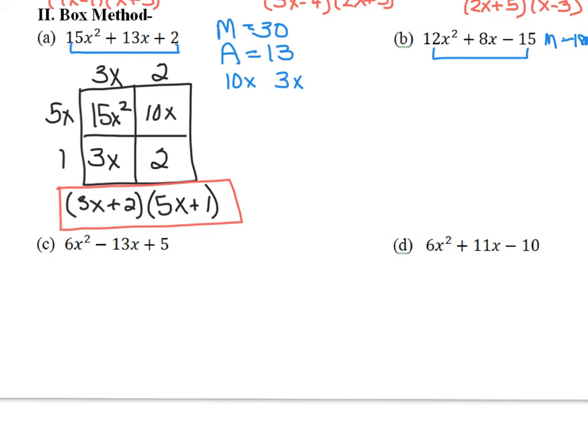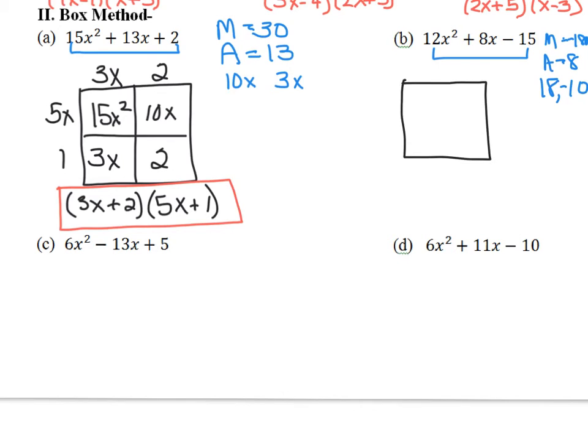So let's see here. We were multiplying to get negative 180. We want to add to get 8. So we're looking for two numbers that fit that combination. I'm thinking that the right combination is probably going to be 18 and negative 10. So put an x with each of them so that you can put them in your box.